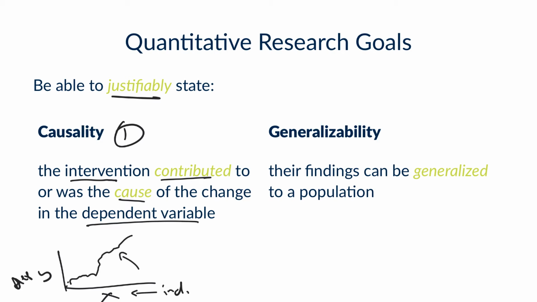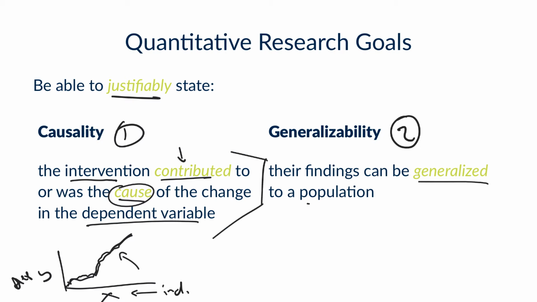But just the fact that we see this relationship, this correlation, doesn't necessarily mean that there's a causal relationship. And so that's what we're looking to be able to justify using statistics. We want to justify the causality, either the total causality or the contribution. Now, the other thing we want to be able to state is what we call generalizability. That's the second major point, and that is simply that the findings, i.e. this stuff here, can be generalized to a population.